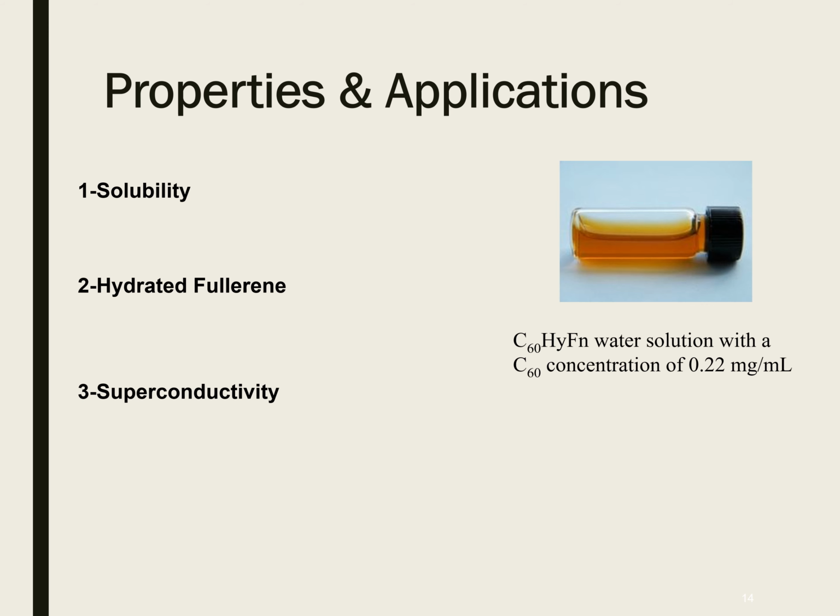And the last application of fullerene is that fullerene is a superconductor. The intercalation of alkali metal atoms in solid C60 leads to metallic behavior. In 1991, it was revealed that potassium-doped C60 becomes superconducting at 18 Kelvin. This was the highest transition temperature for a molecular superconductor. Since then, superconductivity has been reported in fullerenes with various other alkali metals.